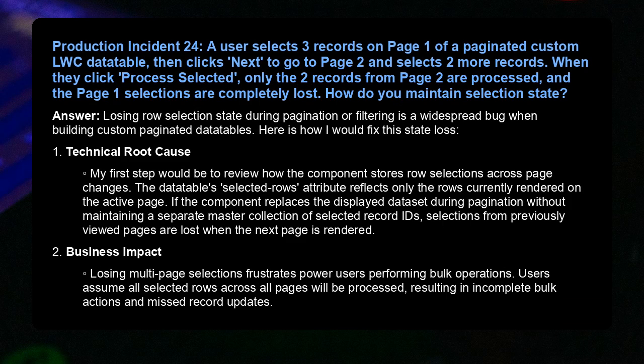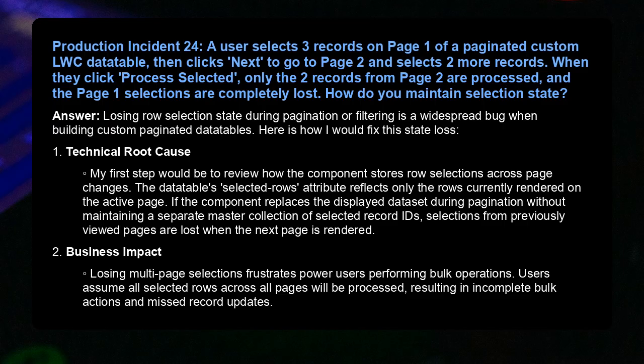Production Incident 24. A user selects 3 records on page 1 of a paginated custom LWC data table, then clicks Next to go to page 2 and selects 2 more records. When they click Process Selected, only the 2 records from page 2 are processed, and the page 1 selections are completely lost. How do you maintain selection state?